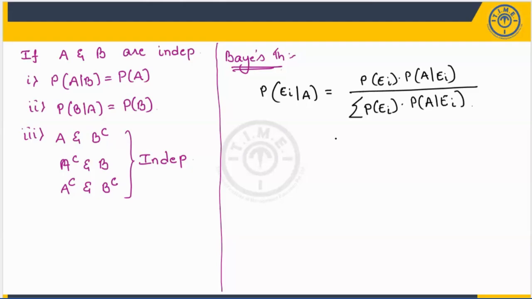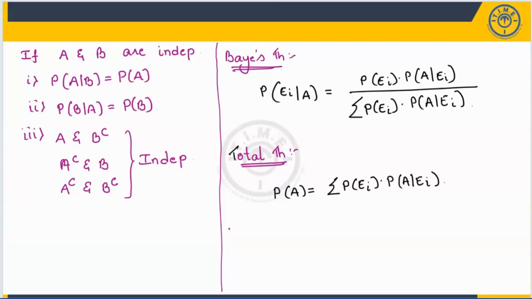Right. And the total theorem: P of A is the summation of P of EI into P of A given EI. Now, how do we identify whether the question is a Bayes theorem or a total theorem? That is the main thing. Under what cases will the Bayes and total theorem occur?